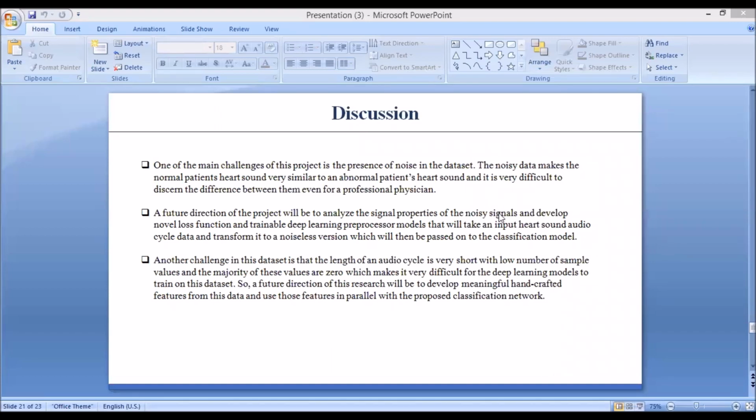One of the main challenges of this dataset was the noisy signal that makes it difficult to differentiate between the normal and abnormal audio records. So a future direction of this research will be to develop a pre-processing model and custom loss functions by analyzing the characteristics of a noisy signal to produce noiseless signals that will be passed to the classification model. One other direction will be to use feature engineering in parallel to overcome the shortage of peak values in the data.